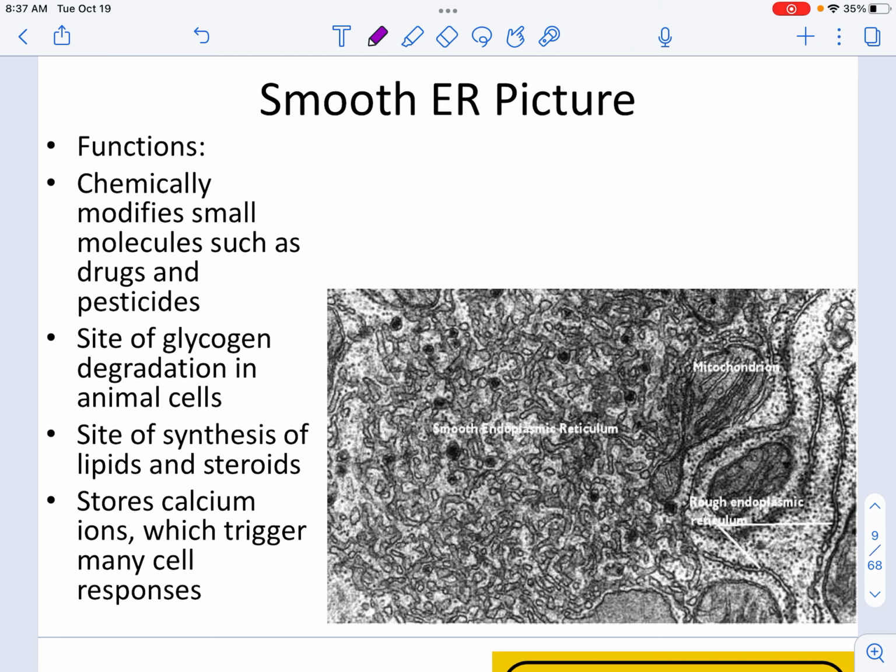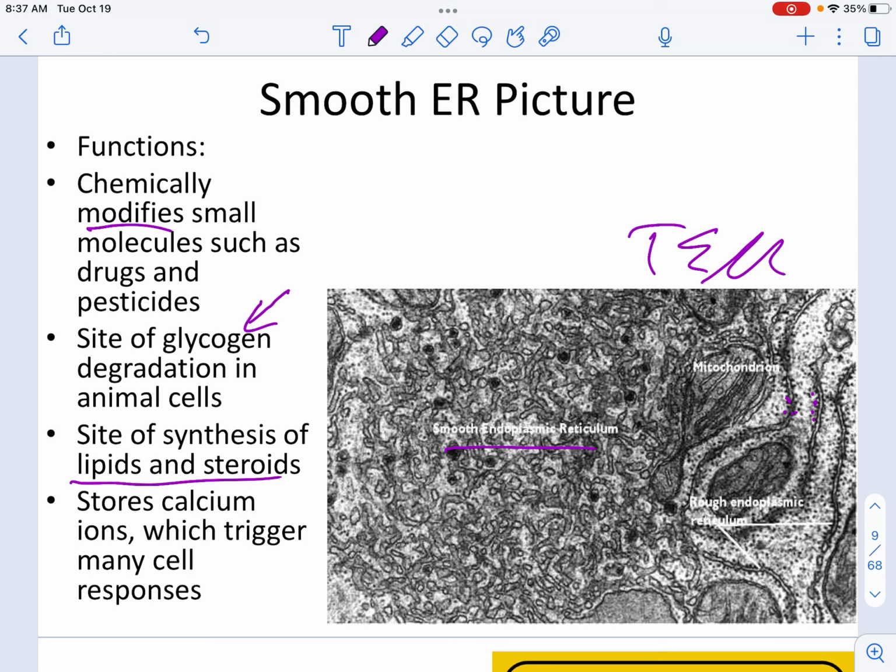Now moving on to the smooth ER. So again, this is a transmission electron microscope picture. You can see the smooth ER is here. It doesn't look studded. You can kind of see the studs over here, hopefully, with a rough ER. And so whatever its functions, it modifies small molecules such as drugs. So it modifies. It breaks down glycogen.